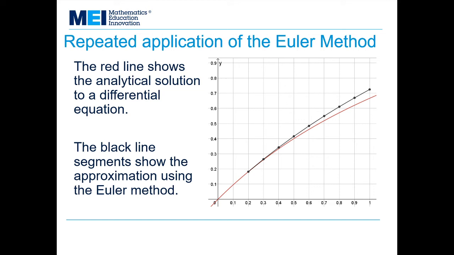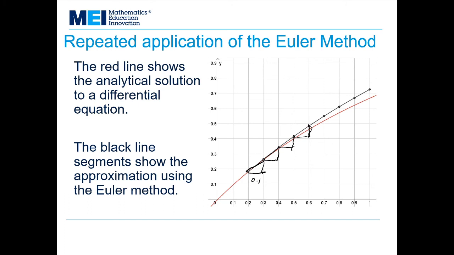So what we might do then is repeatedly apply the Euler method in order to give a sense of where the curve is going to go next. And just to show you how this works, I've plotted using the red line the analytical solution to a differential equation, but then the black line segments show what we would do for the Euler method. So starting from this point here where x equals 0.2, I've taken a step size h of 0.1, and then for each step I've used the gradient to make these little triangles here in order to approximate the curve.